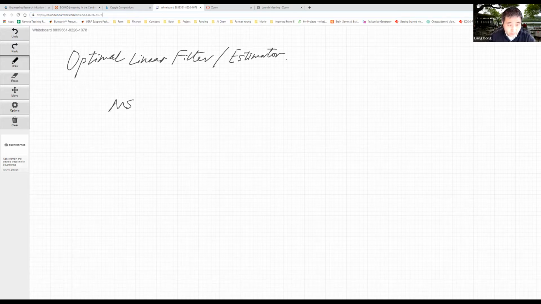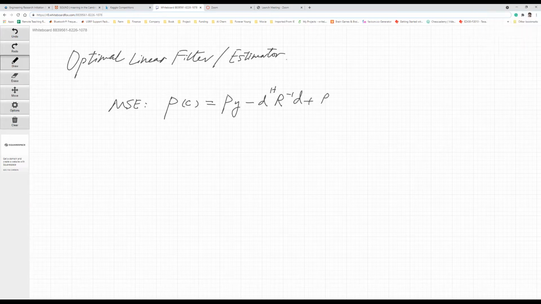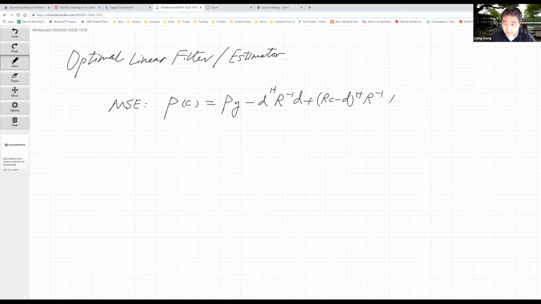The mean square error is a function of the coefficients, and that is P_y minus d Hermitian R inverse d plus (Rc minus d) Hermitian R inverse (Rc minus d). Okay. So this is what we have for the mean square error, right? A few things we need to clarify.